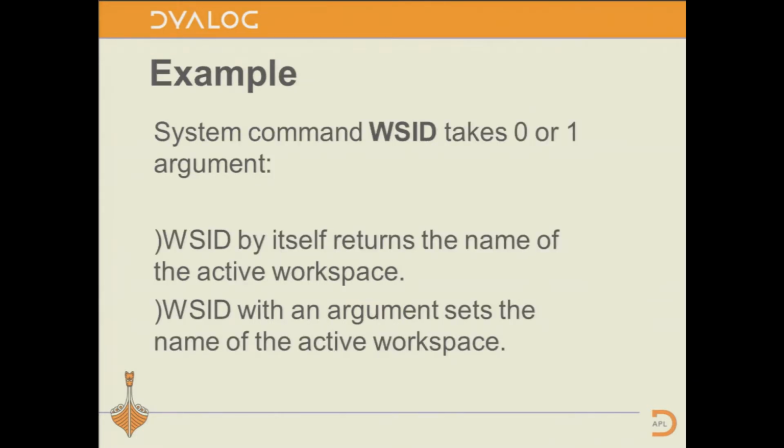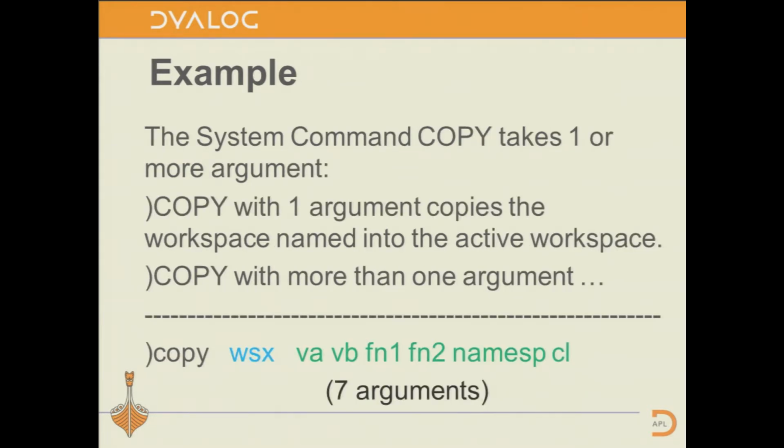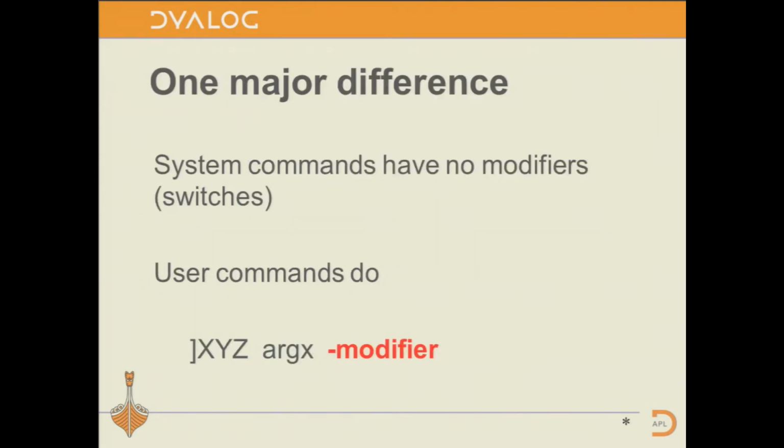For example, the system command wsid will take 0 or 1 argument. 0 returns you the name of the workspace. 1 sets the name of the workspace. The system command copy will take 1 or more arguments. So the same principles apply with user commands.